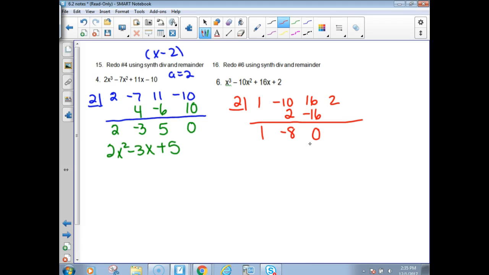But you're not done. 2 times 0 is 0. You've got to keep going. 2 plus 0 is 2. So our remainder was 2. And all we got was x squared minus 8x. And then there's a remainder of 2. So that would be plus 2 divided by x minus 2.